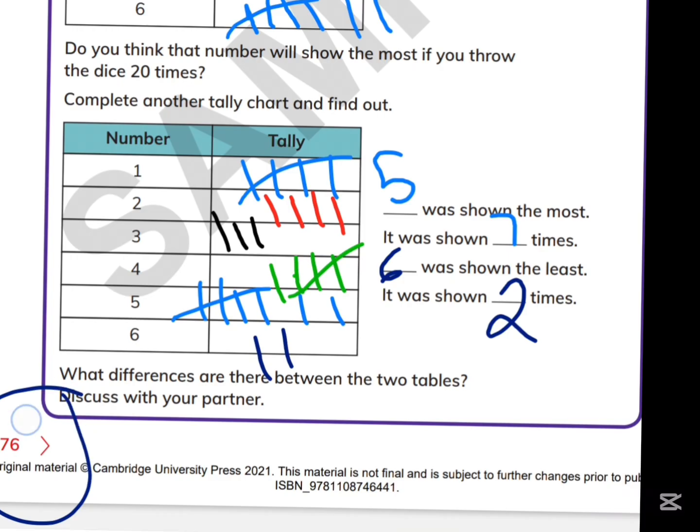This was all about page number 76. Now we are moving towards page number 77.